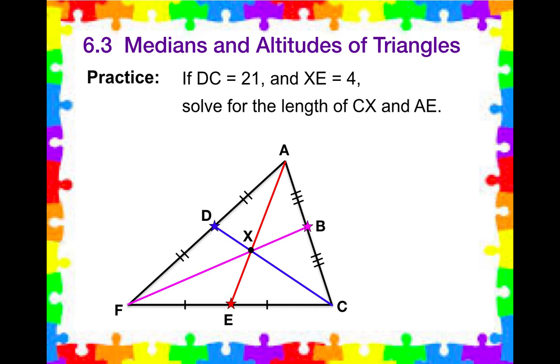Let's look at the problem that I have here. If from D to C is 21, then the length from C to X is going to be 2/3 of that, which is 14. If I know that XE is 4, then the distance from A to E is going to be 3 times that, or 12.